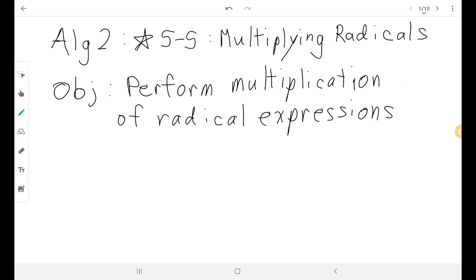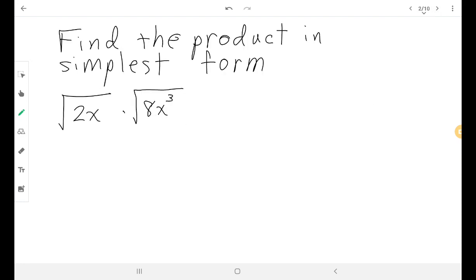So today we're going to talk about Edgenuity section 5.5, which is multiplying radicals. Its objective is to perform multiplication of radical expressions. And what we're going to see is that it sounds simple, but there winds up being a lot of different little things that have to happen.